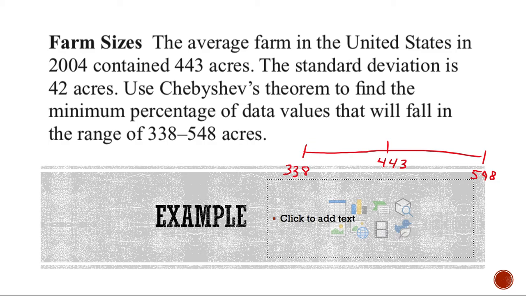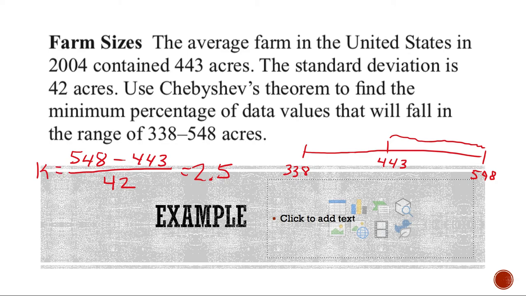I'm going to take one of those two edge numbers. It doesn't really matter which one. I'm going to take the 548 and subtract the mean. I remember that when we did this, a lot of you had trouble because you subtracted the two values from each other, the 338 and the 548. It's going to go from the mean to either of the values. Then we're going to divide that by the standard deviation, which they told me was 42. So 548 minus 443 is 105. Divided by 42 is 2.5. So now I have calculated my k value.